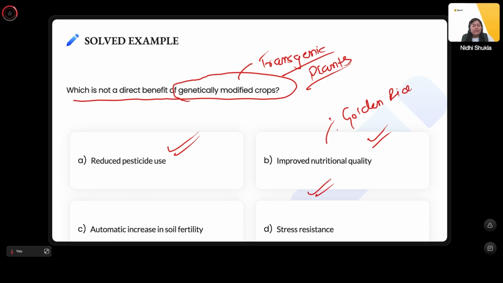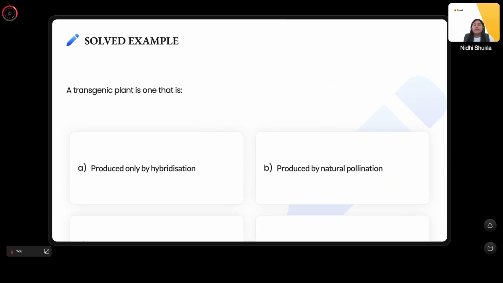Stress resistance, yes. Genetically modified crops actually tolerate drought and other natural stress better than non-transgenic crops, but they do not automatically increase the fertility of soil. So option C is not a direct benefit of genetically modified crops. Okay, so let us look at our next question.